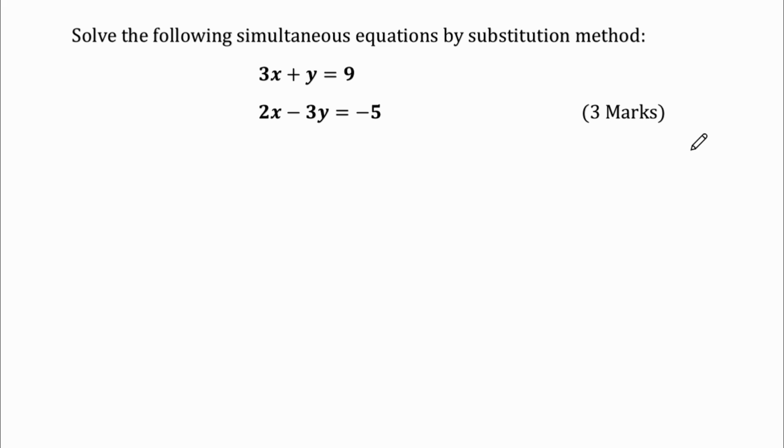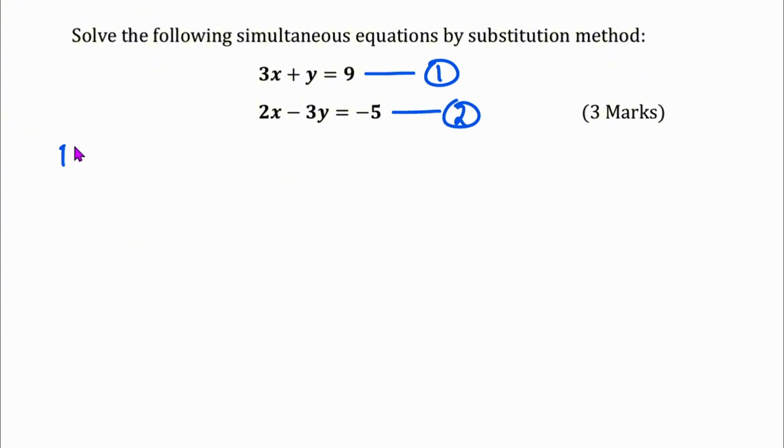Join me in solving this simultaneous equation. Solve the following simultaneous equations by substitution method. So we have 3x plus y is equal to 9, and we also have 2x minus 3y is equal to -5. So we can name this first equation as equation 1, and then this second equation as equation 2.